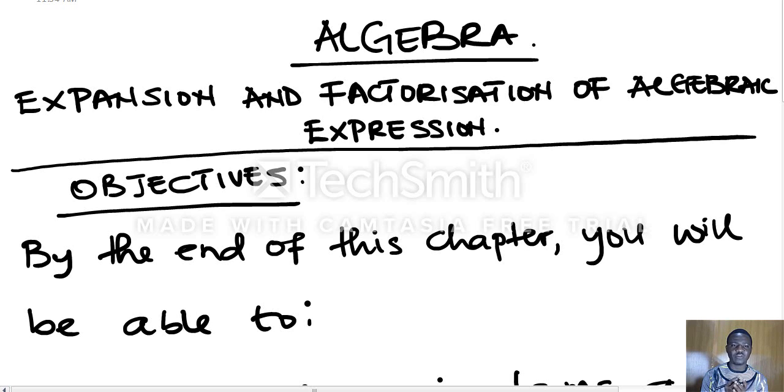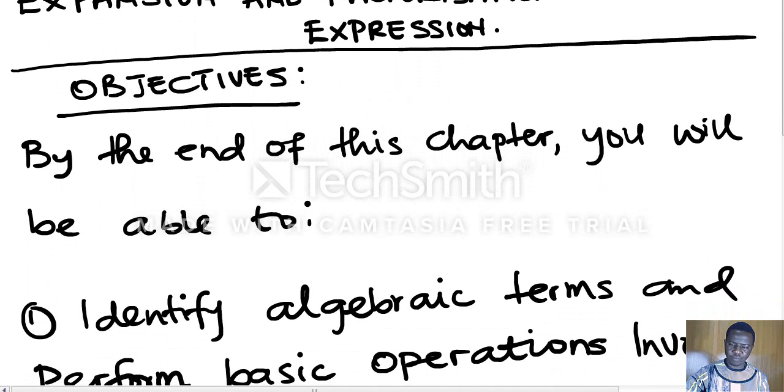Algebra is one of the aspects of mathematics that has to do with letters and numbers, the unknowns. Okay, and we are going to be doing justice to algebra today. And the aspect of algebra we are going to be looking at is the expansion and factorization of algebraic expressions. Let's look at the objective of today's class.